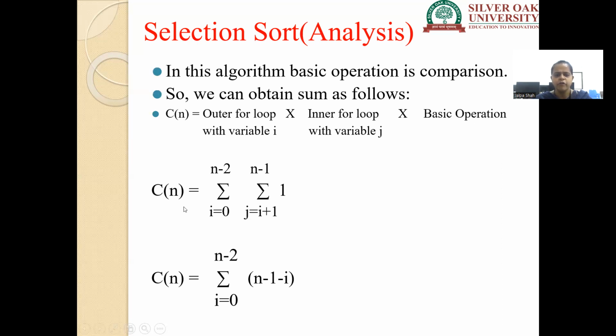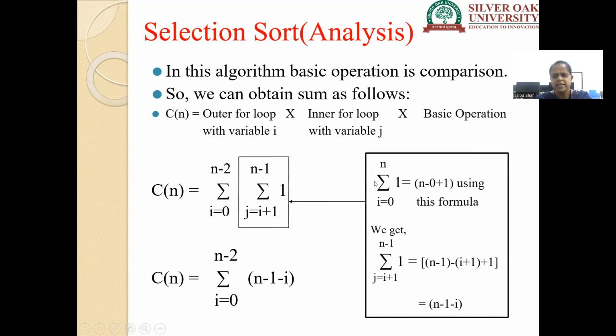So we will get C of n equals sigma i equal to 0 to n minus 2, that is for the outer loop of i. Sigma j equals i plus 1 to n minus 1, that is for the loop of j, and the basic operation will always be 1. If we solve this, using the formula sigma 1 equals n minus 0 plus 1, we get sigma j equal to i plus 1 to n minus 1 of 1, that is n minus 1 minus (i plus 1) plus 1. So we will get n minus 1 minus i.